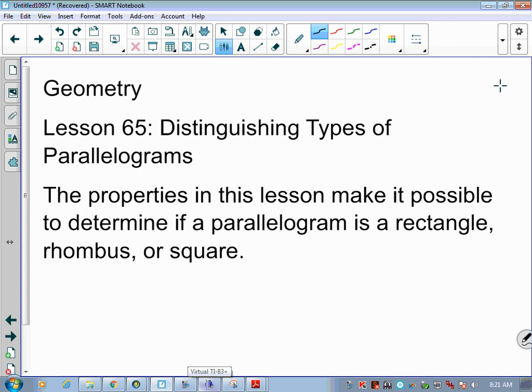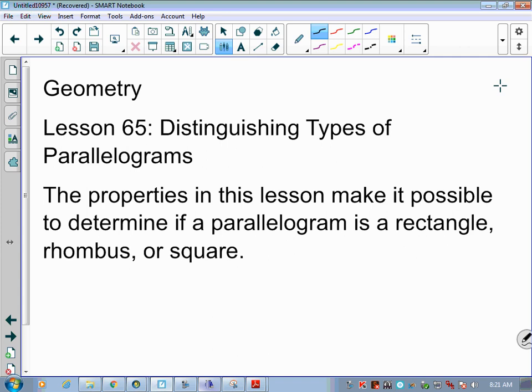All right, I'm going to try to get an early start on this. Geometry, lesson 65, distinguishing types of parallelograms. Now this should be a repeat on your four properties, or really what we've looked at in previous lessons. Even lesson 61 presented several methods for determining if a quadrilateral is a parallelogram.